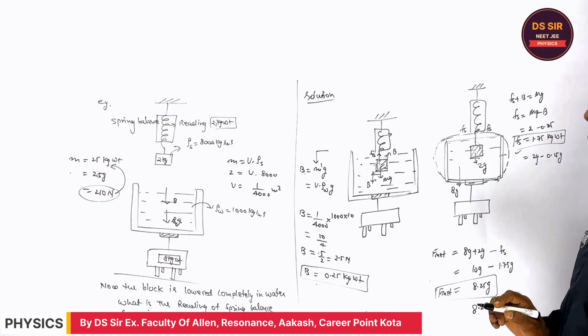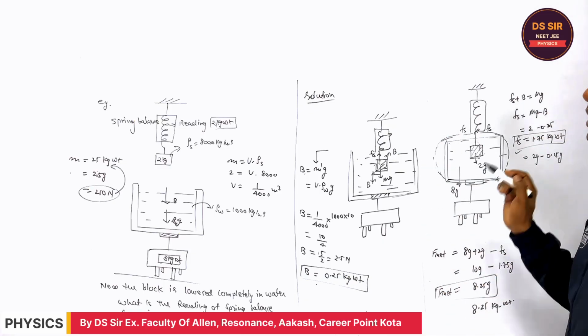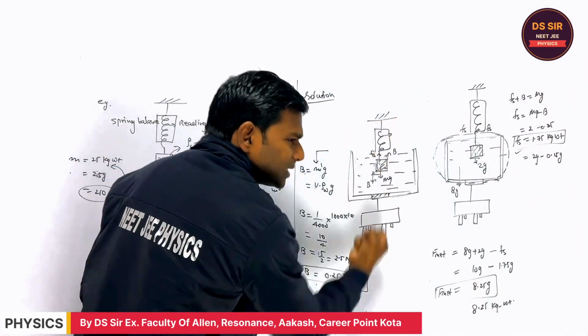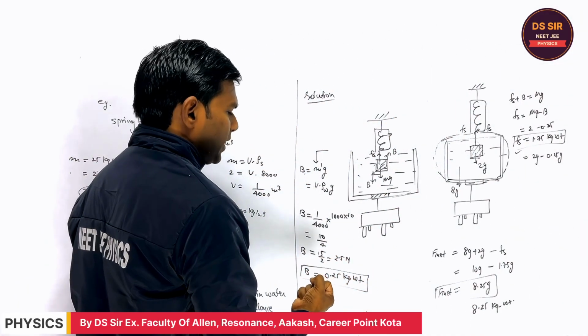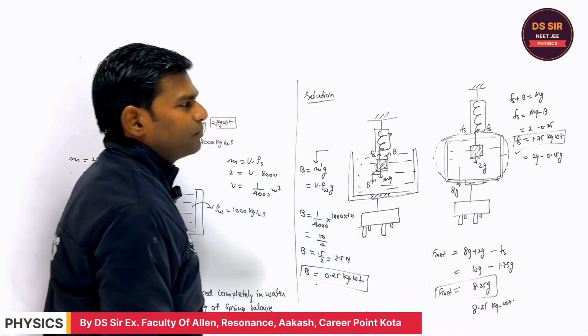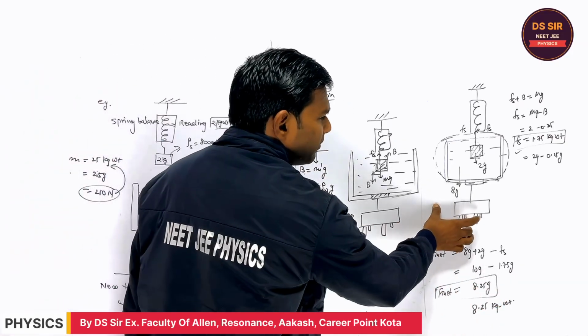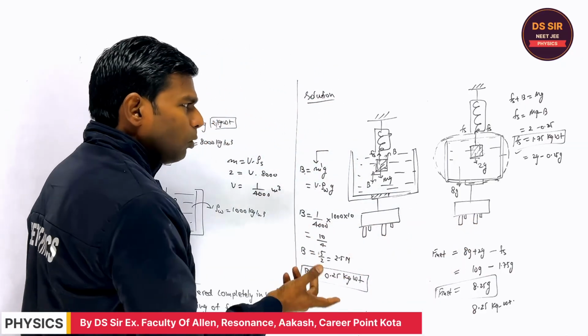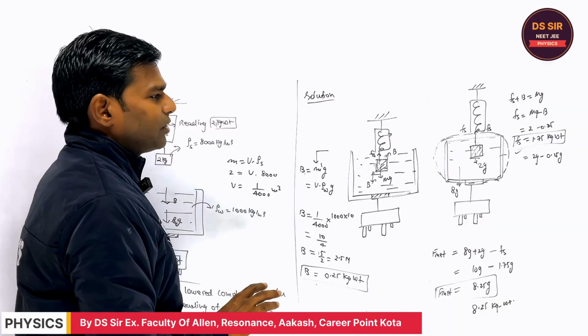Is it clear or not? So in this way also we can solve this question. Otherwise, you add the extra force, the Buoyancy, to the total weight. The Buoyancy is 0.25 kg. The answer will be the same. In some books, the solution is given in this way. So you must understand both solutions.